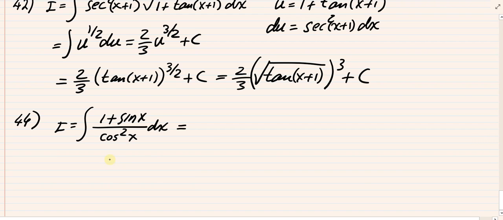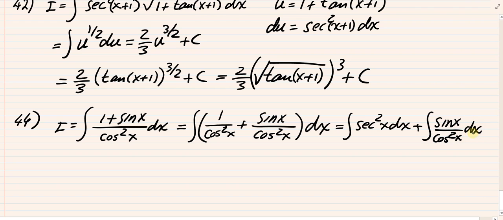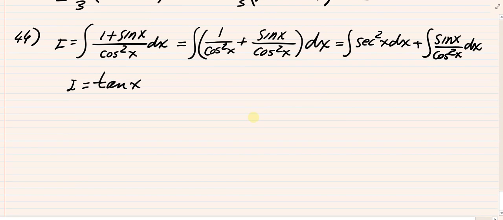And that something different is, let's divide individually by cosine squared. So we have 1 over cosine squared x plus sine x over cosine squared x dx. And now that substitution that I was thinking of is going to work out nicely, right? So the integral becomes that of secant squared x dx plus the integral of sine x over cosine squared x dx. Okay, now let's make our u substitution. First, the integral of secant squared. That's easy. That's tan x. So let's handle the integral of sine x over cosine squared x here.